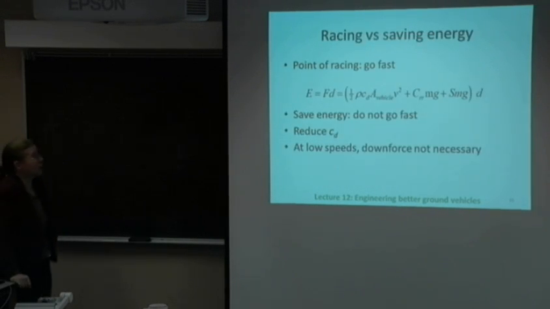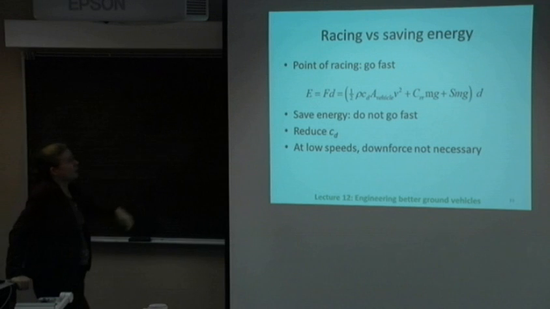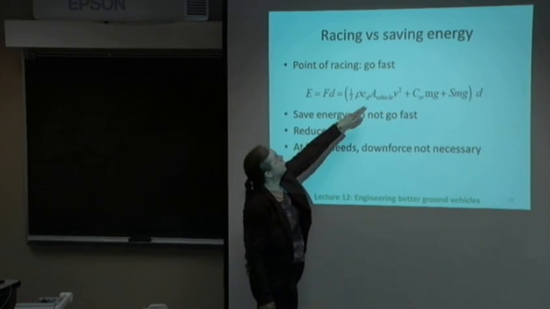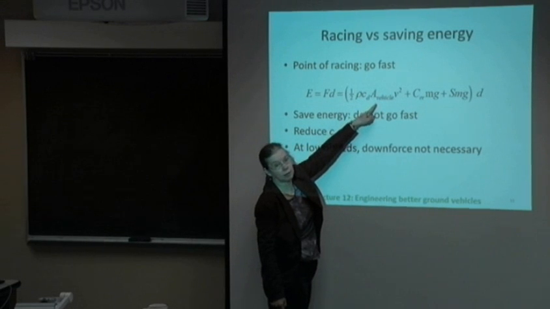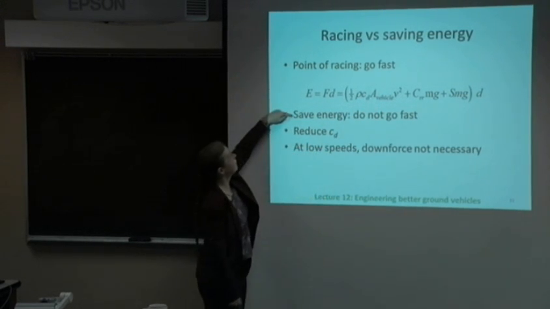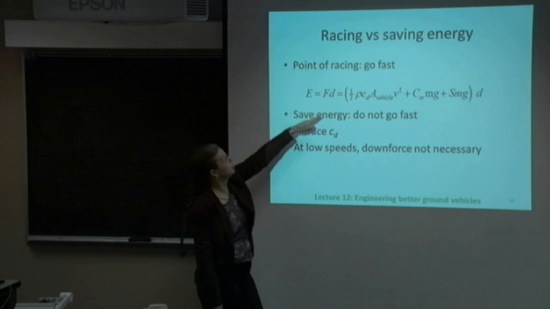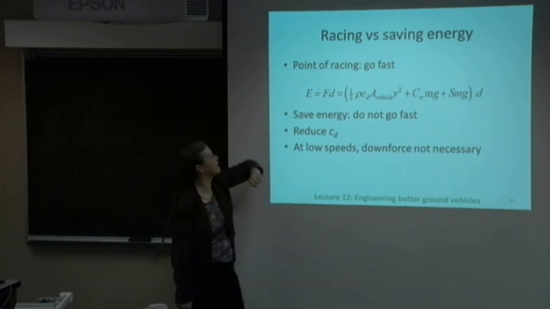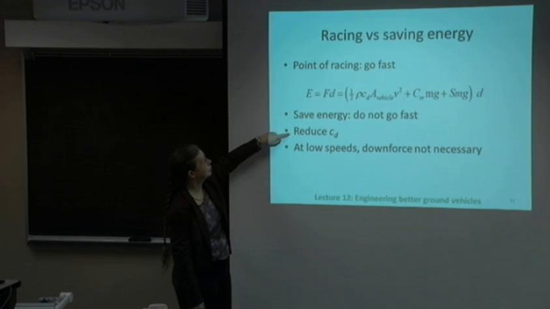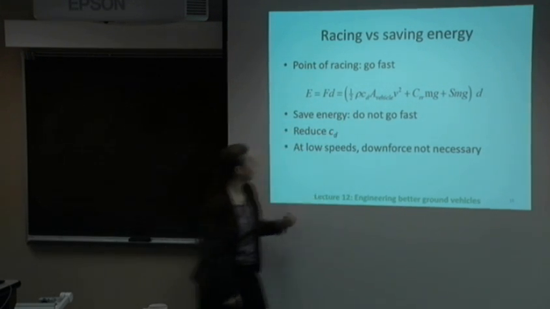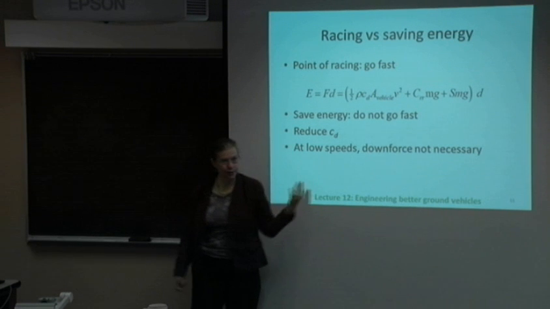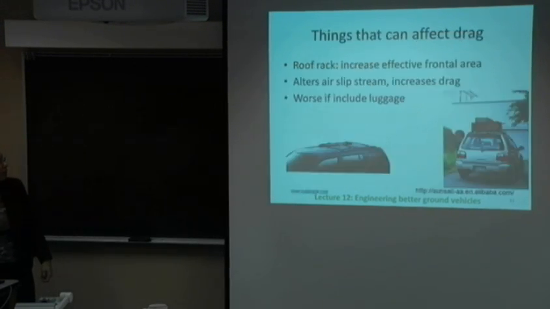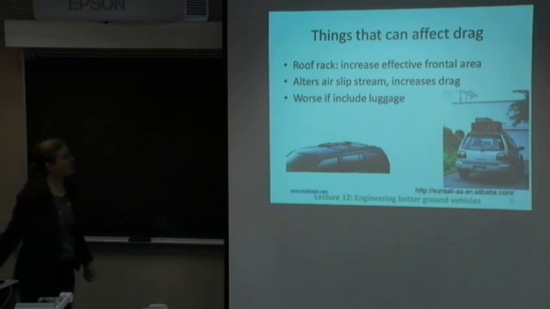So if you're a race car driver, the point is to go fast. So your V squared term here is going to be very large. And if you're a race car driver, my guess is you don't care about saving fuel. But to save energy, do not go fast. Reduce this as much as possible and decrease this as much as possible by reducing the drag coefficient here. At low speeds, of course, you're not worried about lift, especially if it's an actual car, so you don't worry about downforce. So, things that can affect drag.